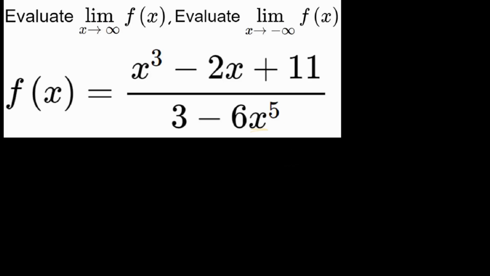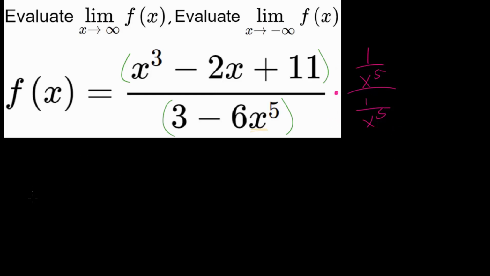From here, let's multiply both the top and the bottom by the reciprocal of x to the fifth, namely by 1 over x to the fifth. We'll do this in the top and the bottom. That way we're really just multiplying everything by 1 here.